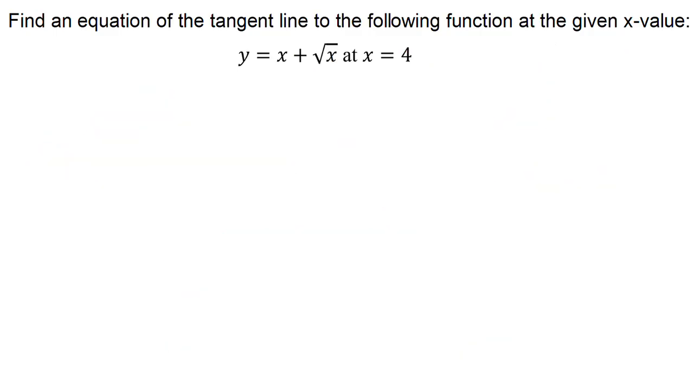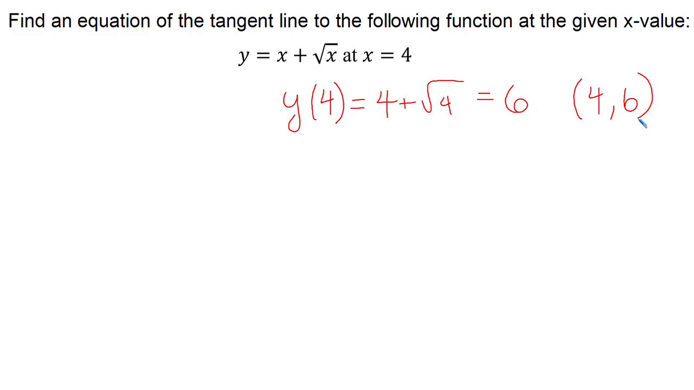For our next one here, y equals x plus root x at x equals 4. We're again just looking for our tangent line. So we'll evaluate this at 4 first. So y of 4 is equal to 4 plus the square root of 4, which is just 6. So the point that we're looking at here is the point (4, 6).